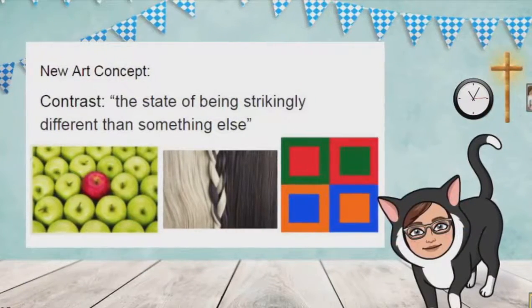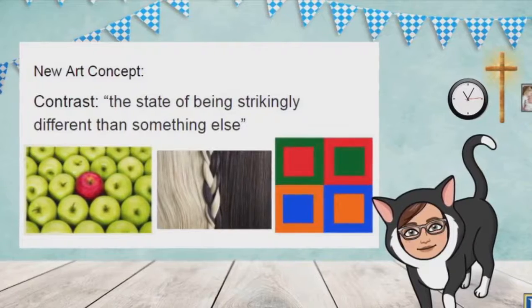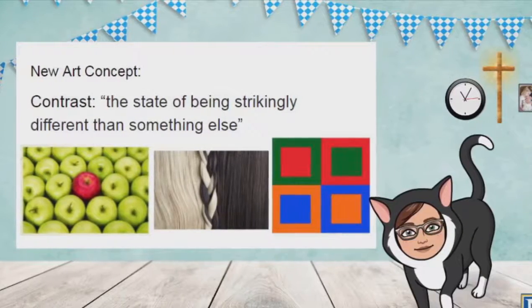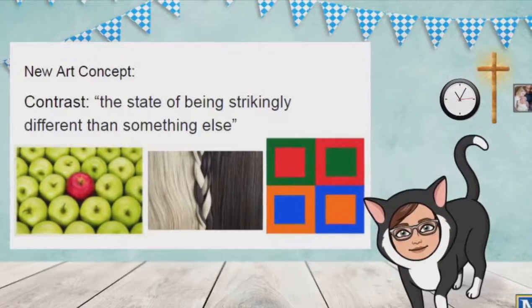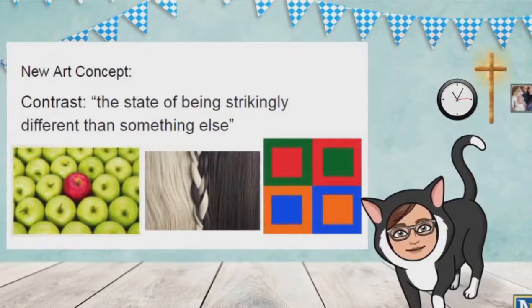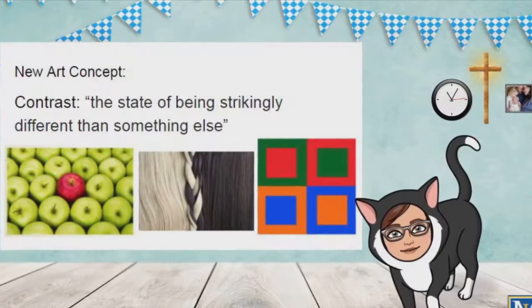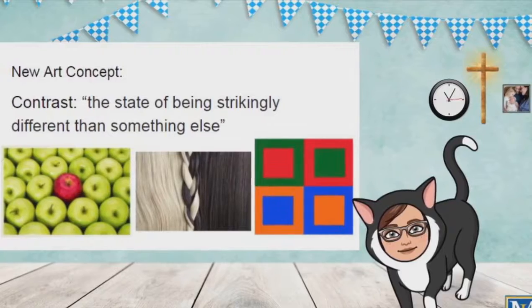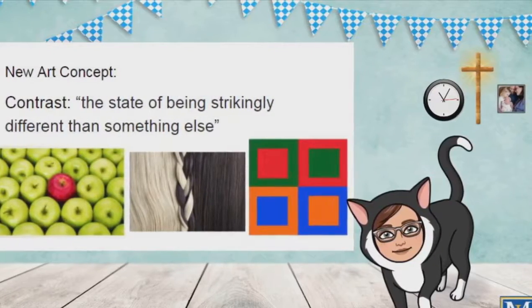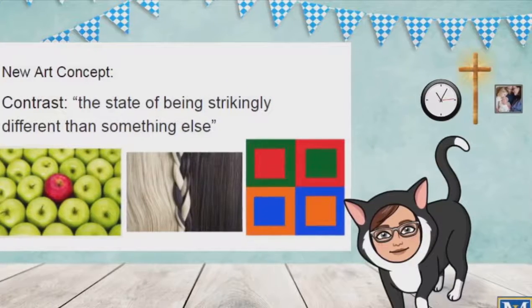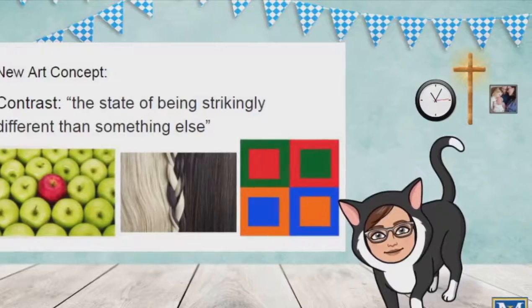Contrast is an art concept defined as the state of being strikingly different than something else. If you take a look at these three images, you'll see contrast. In the first image of the apples, they all have the same shape and relative size, but the contrast lies within the coloring. Take a look at me as a kitty cat. Do you see the contrast between my two colors of white and black? In art, things can be high contrast, meaning very, very different, or low contrast, meaning similar.